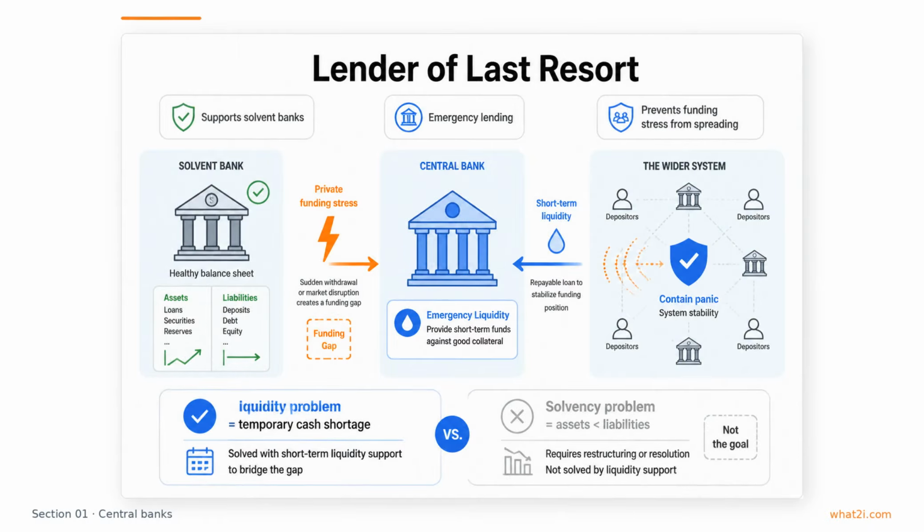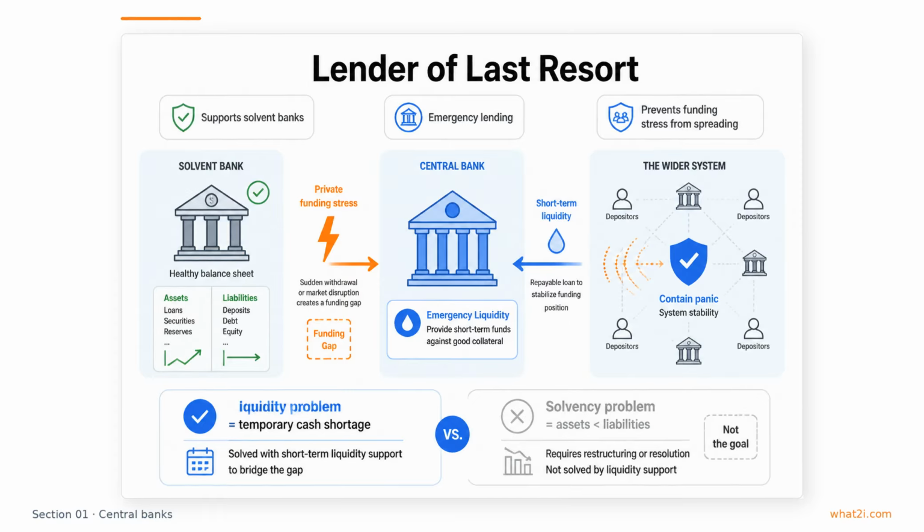Central banks also play a crucial stabilizing role during periods of financial stress. If a bank is fundamentally solvent but temporarily cannot access normal funding, the central bank can lend against eligible collateral and provide short-term liquidity. The goal is not to rescue every weak institution, but to stop a liquidity problem from turning into wider panic. That distinction matters.